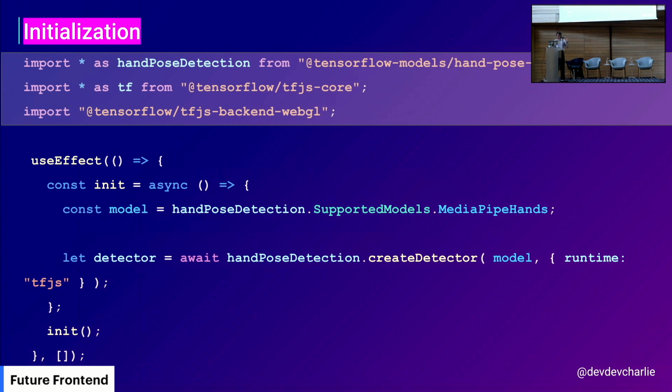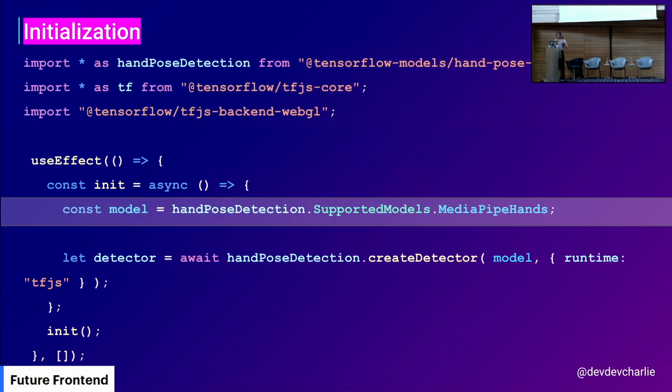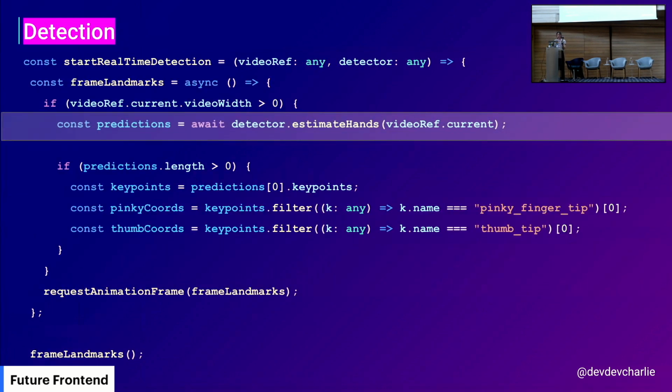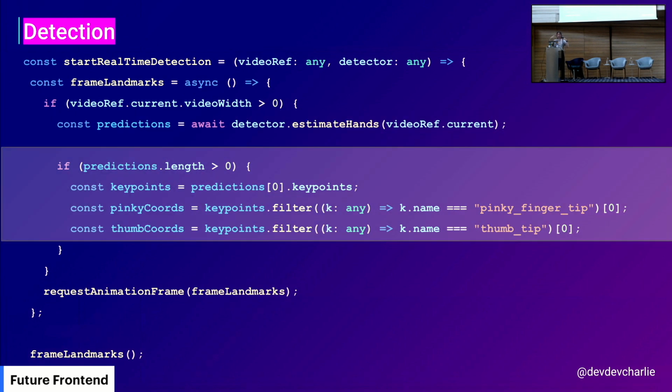When you start with importing for TensorFlow.js, you have to import the model and the TensorFlow.js core library. Here we're going to use the MediaPipe Hands model. You create what they call a detector, and then you call detector.estimateHands. So it's going to try to find hands in the video feed, and you can then extract the different key points. Here I am extracting the pinky fingertip and thumb tip.